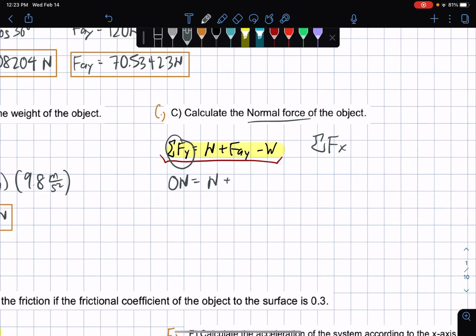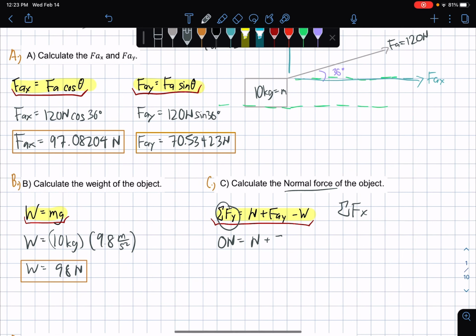So normal force plus Fay, which is 70.53423 newtons, minus the weight. 70.53423 minus 98 is equal to negative 27.46577. Transpose that to the other side, and we get a positive value of the same thing, positive 27.46577. What is the unit for normal force?